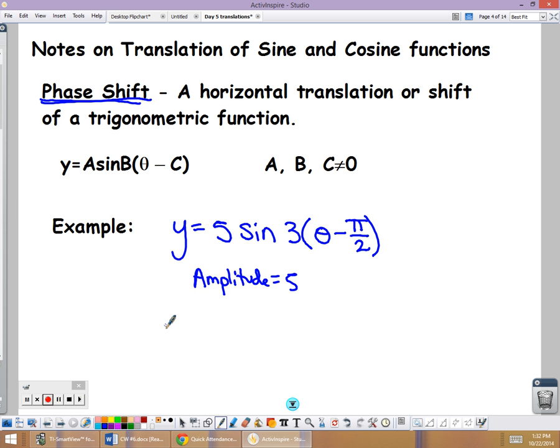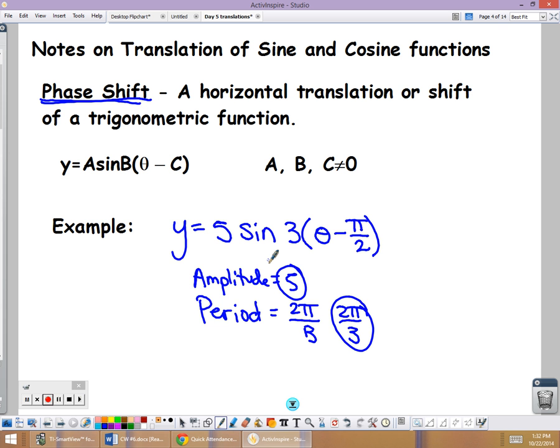What is our B value? So this is our A, it's our amplitude. Our B is 3. And that's going to help us determine our period. To find our period, what's that formula that we use? 2 pi over B. So we're going to say 2 pi divided by B. Well, B is 3, so 2 pi over 3 would be our period. That's our amplitude, that's our period. Okay so far? That's just a quick review of what we did the other day.